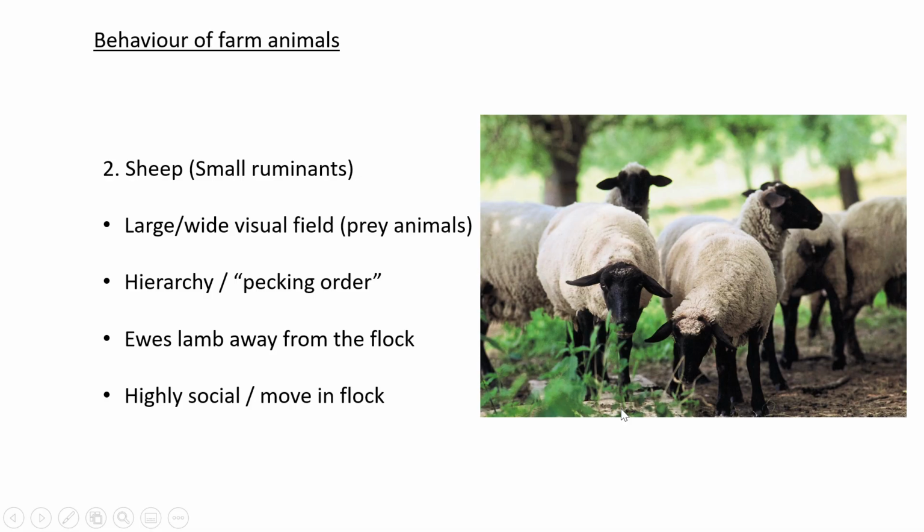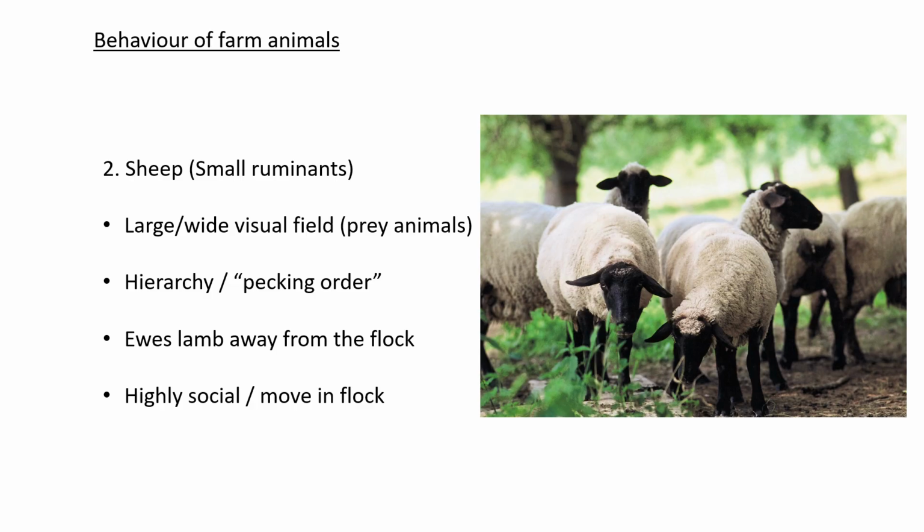Okay, then the behavior of sheep, and they represent small ruminants. So usually sheep, they have a large or a wide visual field. They see very well and very far. Because they're prey animals, they need to see predators coming from a mile away. Then secondly, they also have a hierarchy or a pecking order, like we usually say for chickens. So you have your dominant sheep and your not so dominant sheep.